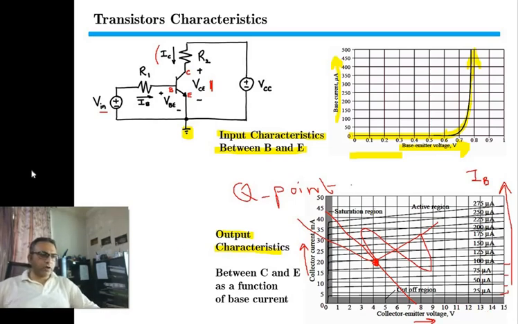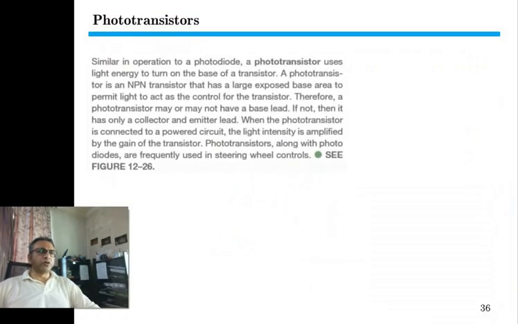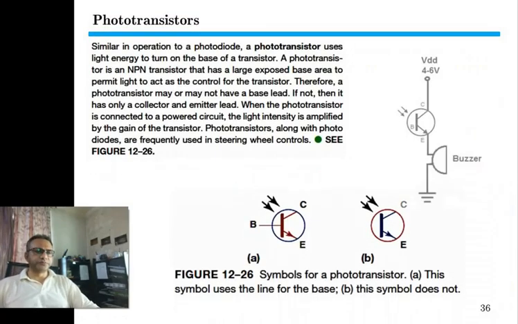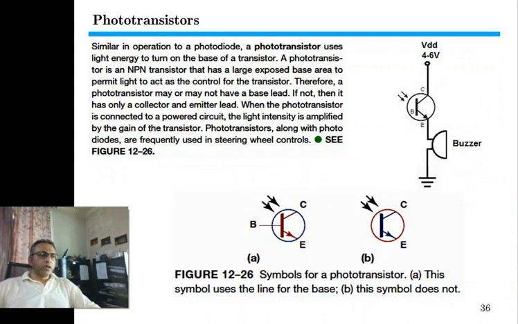Right, now we come to the next slide. In the next slide we will discuss a special transistor which is called the phototransistor. Phototransistor, similar in operation to a photodiode. A phototransistor uses light energy to turn on the base of a transistor.